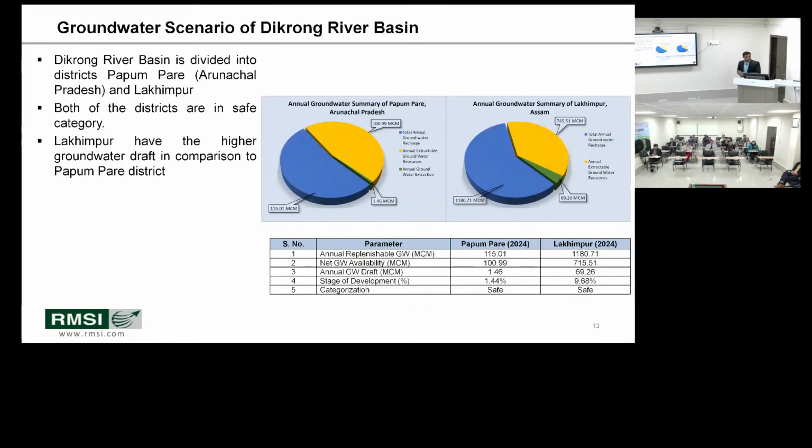Now comes the groundwater scenario. Everybody knows we have plenty of groundwater; we are tapping only around 1.46. I have made a table. Groundwater is in the safe zone in the upstream area as well as in the downstream area, by district. This was from the recent published report of 2024. If you see, everything is safe.